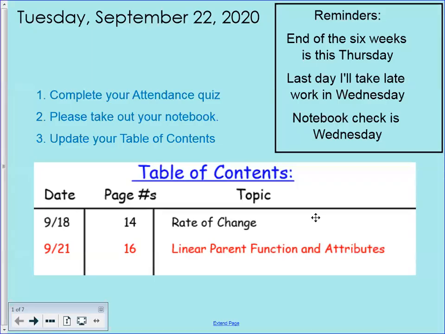All right, everybody, today is Tuesday, September 22nd. Make sure you have your attendance quiz done, that you take your notebook out and go ahead and update your table of contents. Today, we are talking about the linear parent function. Again, today is the 22nd, not the 21st.